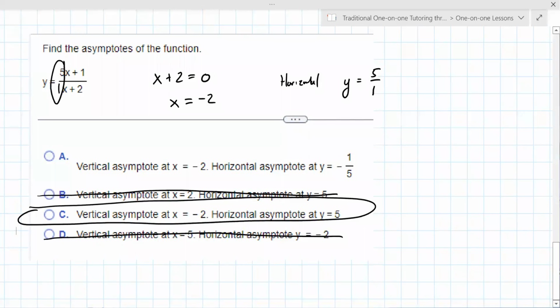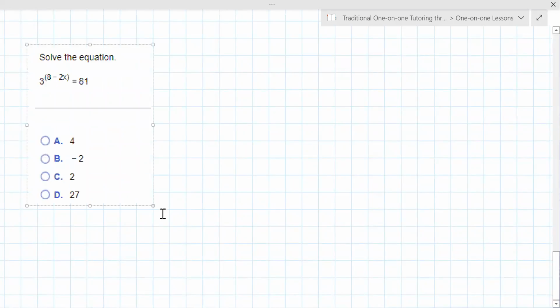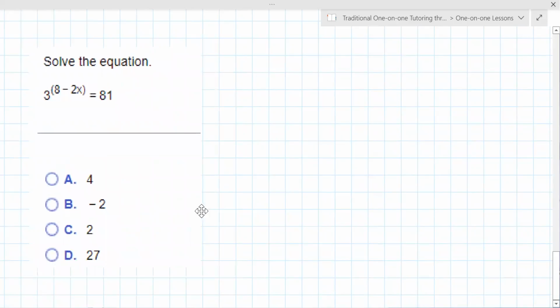All right, let's move to number 7. So actually, this is a lot like one of our first or second lessons. There's almost no calculus up until this point that you need to know to be able to do this. So to solve the equation, you solve this by making the bases of the powers the same.